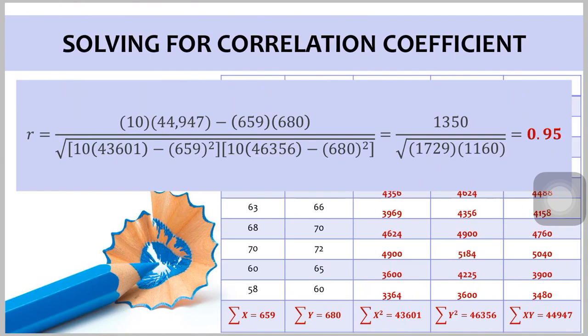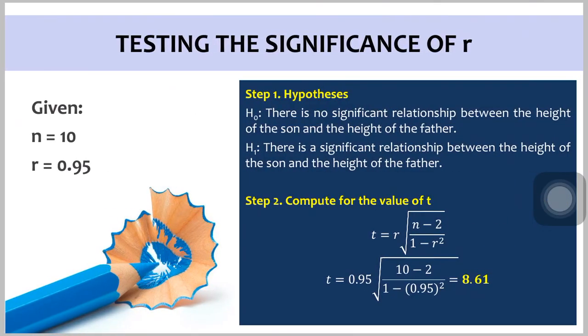Now we have our r, that's 0.95, and our n is 10. Let's test if this correlation coefficient is significant or not. We first state: there is no significant relationship between the height of the father and the height of the son. That is the null hypothesis. Our alternative hypothesis states there is a significant relationship between the height of the father and the height of the son. Then we compute for the value of t.